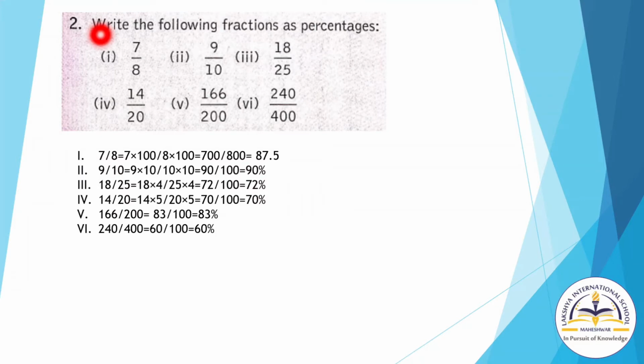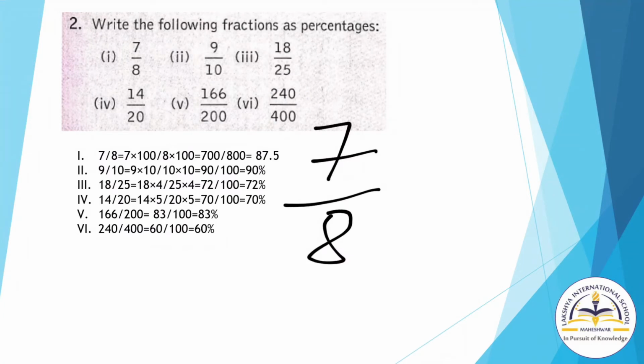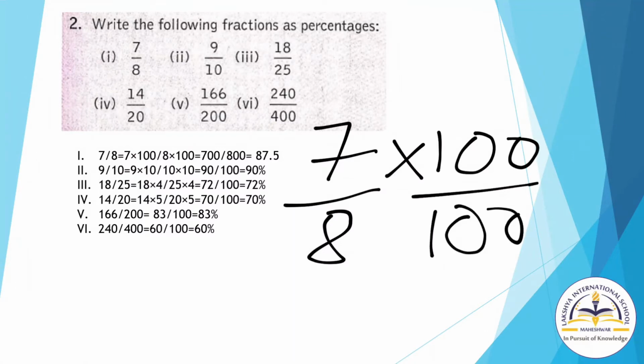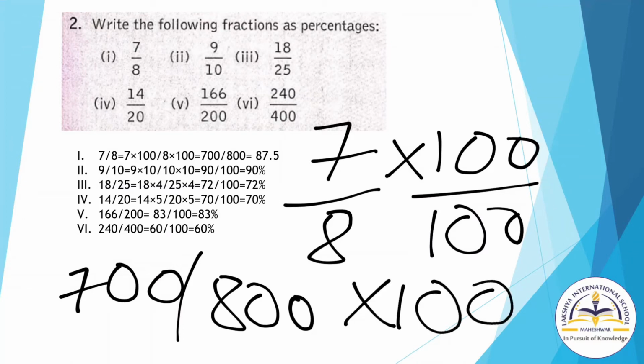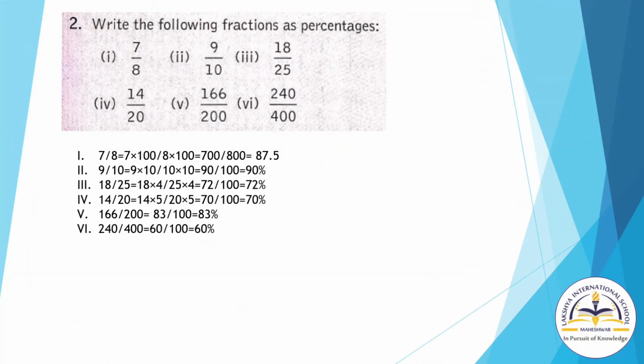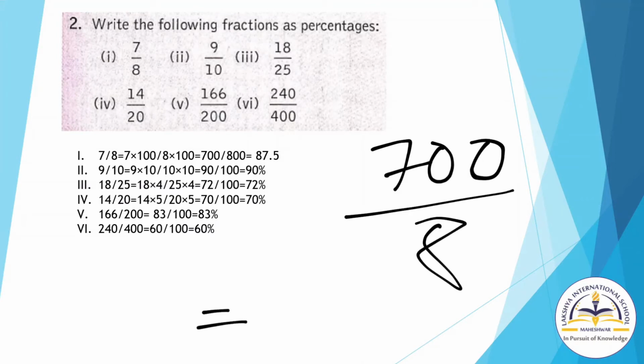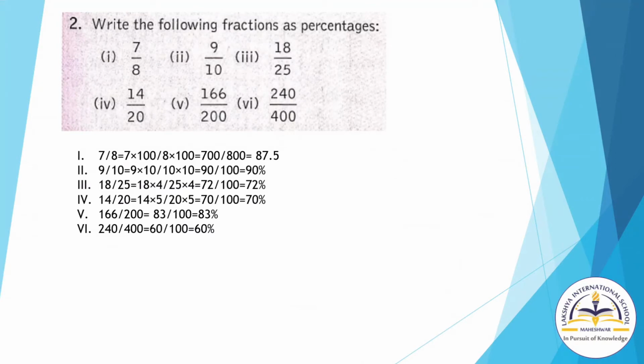Now question number 2, write the following fractions as percentage. Now you have to write them in the percentage. So 7 by 8. Now what you have to do, you have to multiply numerator and denominator by 100. So you will get 700 by 800. Now the 0 and this 0 will be cancelled out. So 700 by 8, and you will solve this, you will get 87.5. That will be our answer.